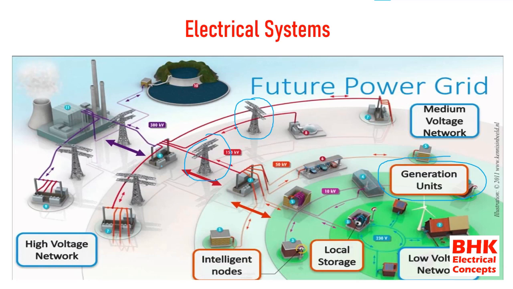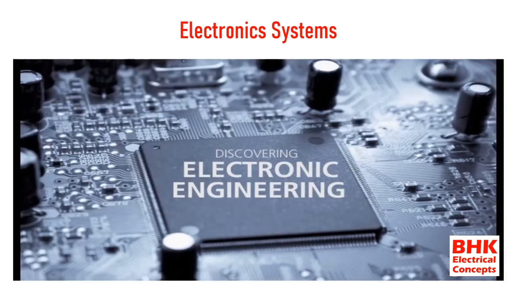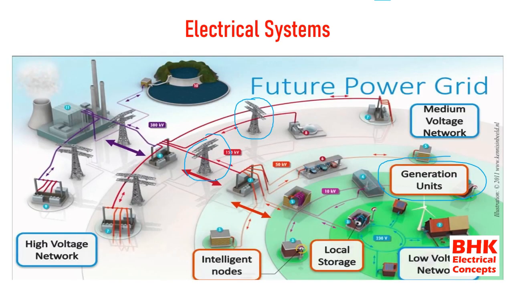and also the space required for the electrical system is always more. But in the case of electronic systems, all the devices that come under electronics require very little space. For example, this is the picture of a computer motherboard. It means it requires very little space. So that is the difference between electronic systems and electrical systems.